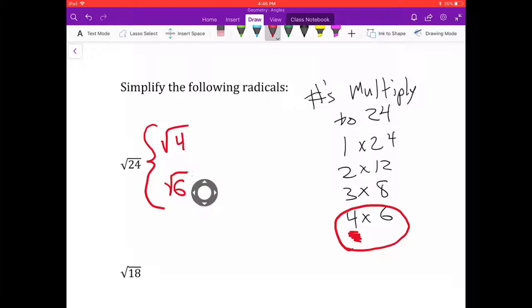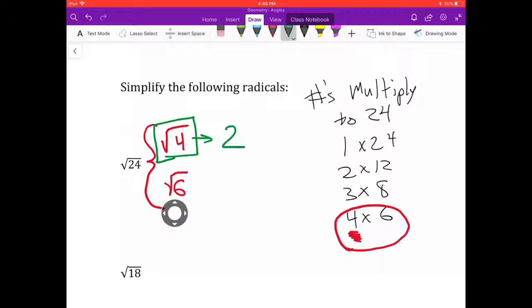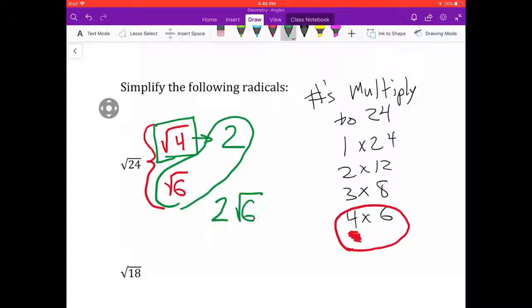Now once I have these two numbers split up, I know that the square root of 4 is 2. So that's going to come outside the radical, and I don't need it anymore because the square root of 4 is 2. Now, square root of 6 can't be broken down any further because it's not a perfect square, and a perfect square doesn't go into 6. So we just leave this alone. Since 2 does not have a radical around it, we put it on the outside, and square root of 6 is a radical, so we're going to put that on the inside.